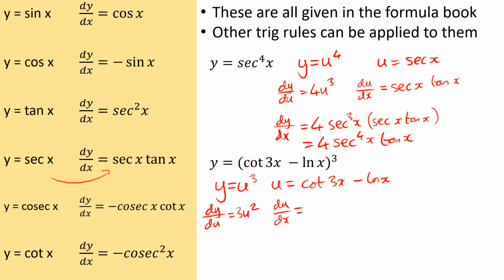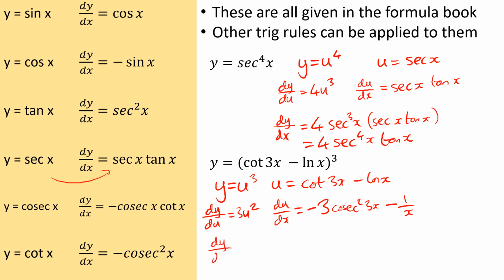Now, we did, I think, cot of 7x on the previous page, and we worked out it just stuck a 7 at the front of it. This is just going to stick a 3 at the front of it as well. But if you're not happy with that, you'd have to then say, well, u equals cot y, or maybe cot z, and z equals 3x, and then do another chain rule. But either way, you're going to end up with minus 3 cosec squared 3x from the cot 3x, and then the minus ln x is going to go to minus 1 over x, because that's what ln x goes to.